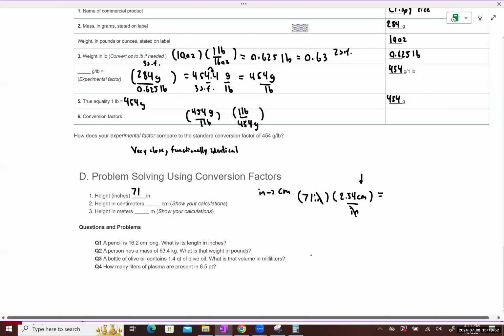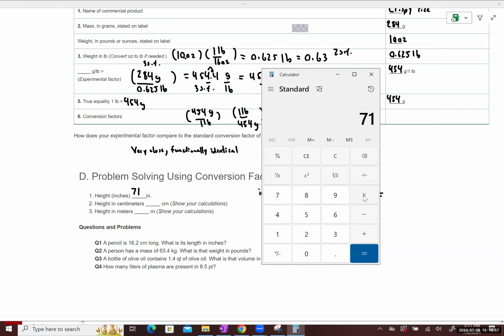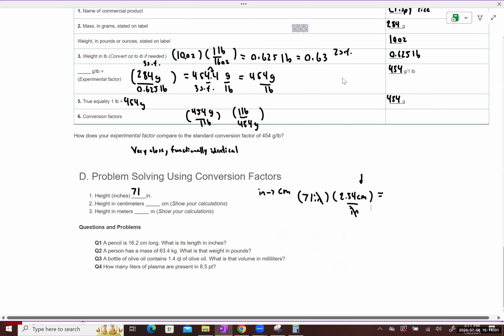Inches cancel, and let's punch this value into our calculator. We have 71 times 2.54. That gives us 180.34. Again, this input has two significant digits, so our final answer needs to be rounded to two significant digits, which we round to 180. Remember, this placeholder 0 is not a significant digit. So we write this as 180 centimeters.